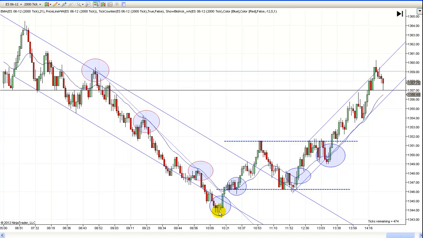So really all a second entry is trying to find two legs. So this is one leg, then you got a little two-legged correction back here, which is two legs back, and then you got your second leg up. So keep that in mind.